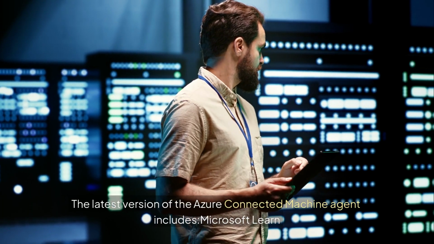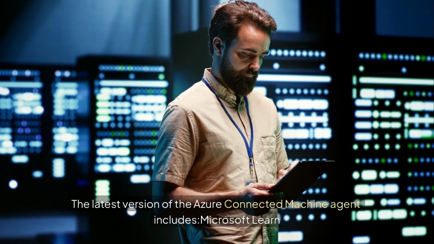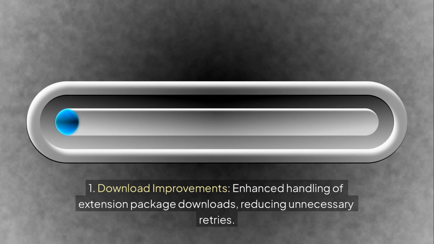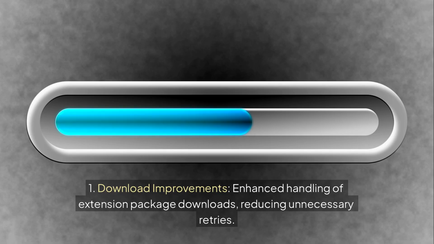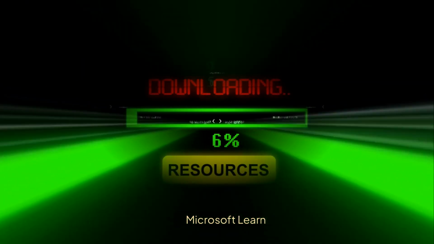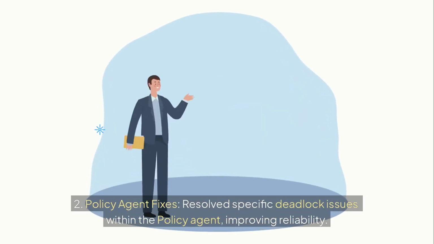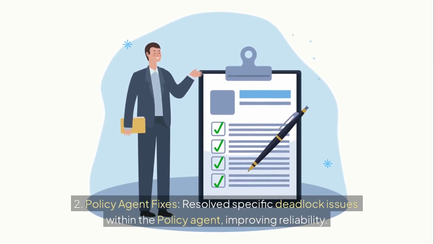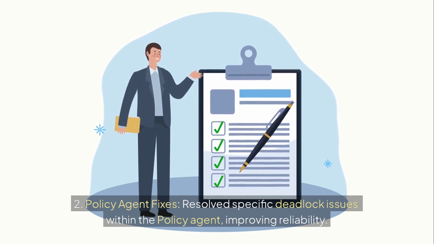Azure Connected Machine Agent version 1.50 release. The latest version of the Azure Connected Machine Agent includes: 1. Download improvements. Enhanced handling of extension package downloads, reducing unnecessary retries. 2. Policy Agent fixes. Resolved specific deadlock issues within the policy agent, improving reliability.